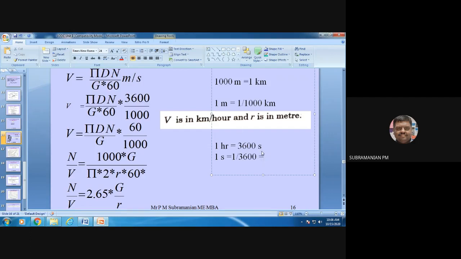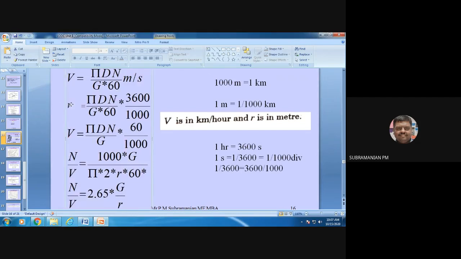That is, while equating, 1/1,000 further divided by 1/3,600. So what will happen? This 3,600 will be coming to the numerator, and 1,000 will be coming to the denominator. Okay, so see, now what I have done, this V is in kilometer per hour.